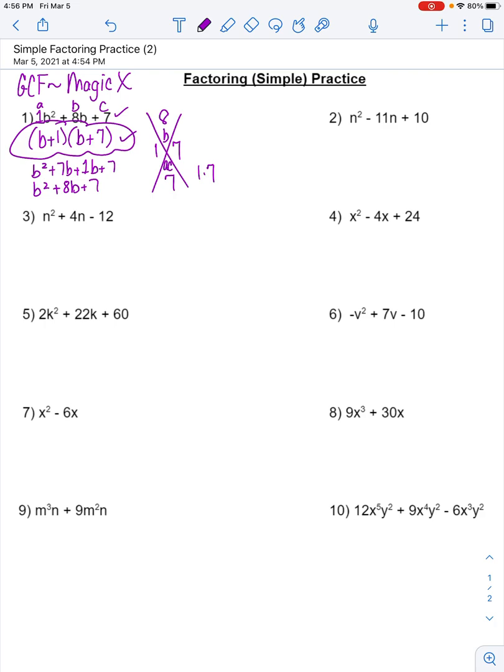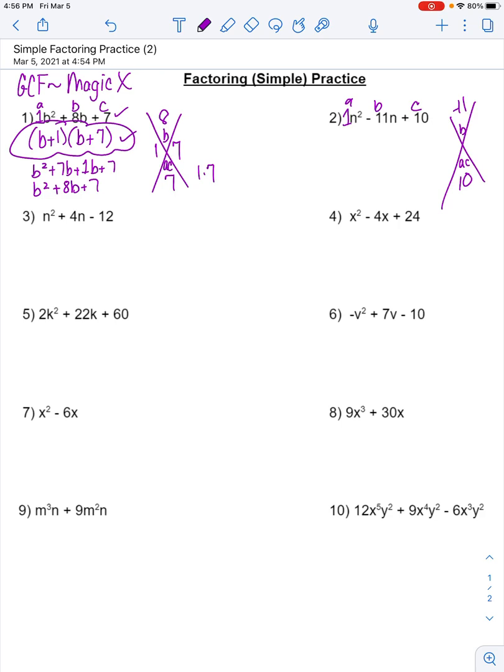Take a look at number 2. n squared minus 11n plus 10. I don't see a greatest common factor I can factor out. It is a trinomial, so I'm just going to go ahead and use magic X. Magic X has your back. So here's A, B, C. B is negative 11. A times C, 1 times 10, is 10.